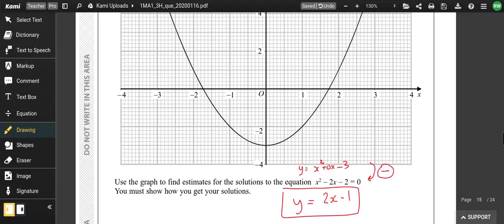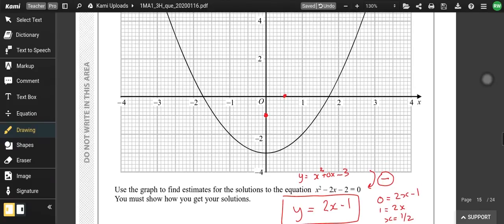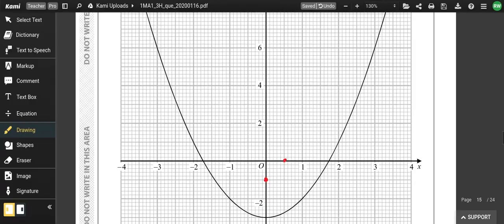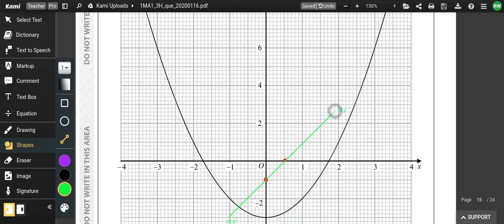So y equals 2x minus 1, what does that look like? Well, it passes through negative 1. And when y is 0, 2x minus 1 is 0, so I rearranged that to get x equals a half. So when y is 0, x equals a half. Now I need to draw a straight line that goes through both of those points. So let's try and estimate that here. Something like that, I'd say. Yeah, that's pretty good.